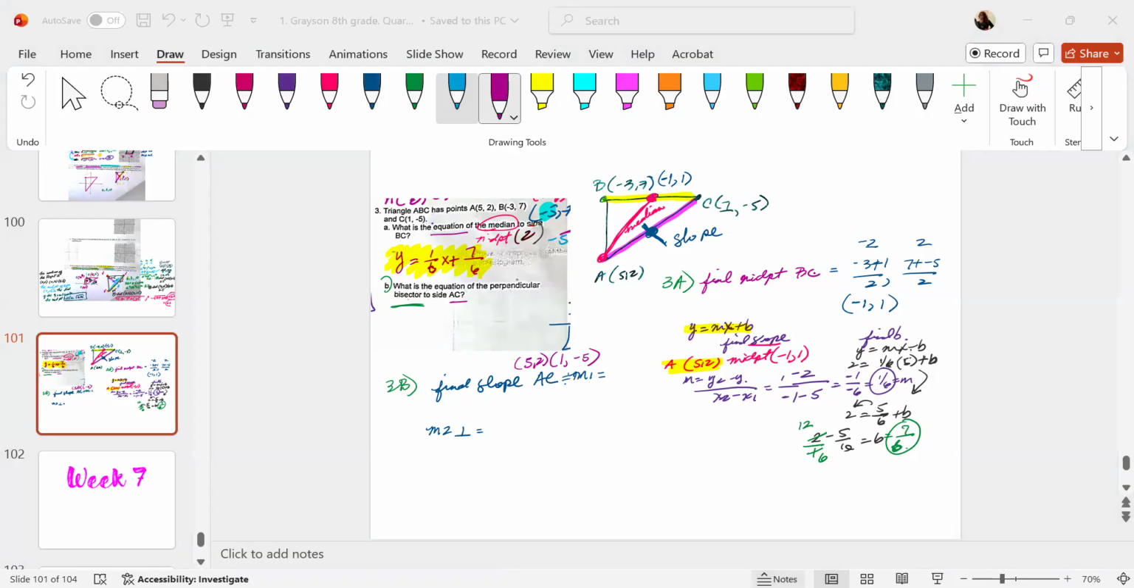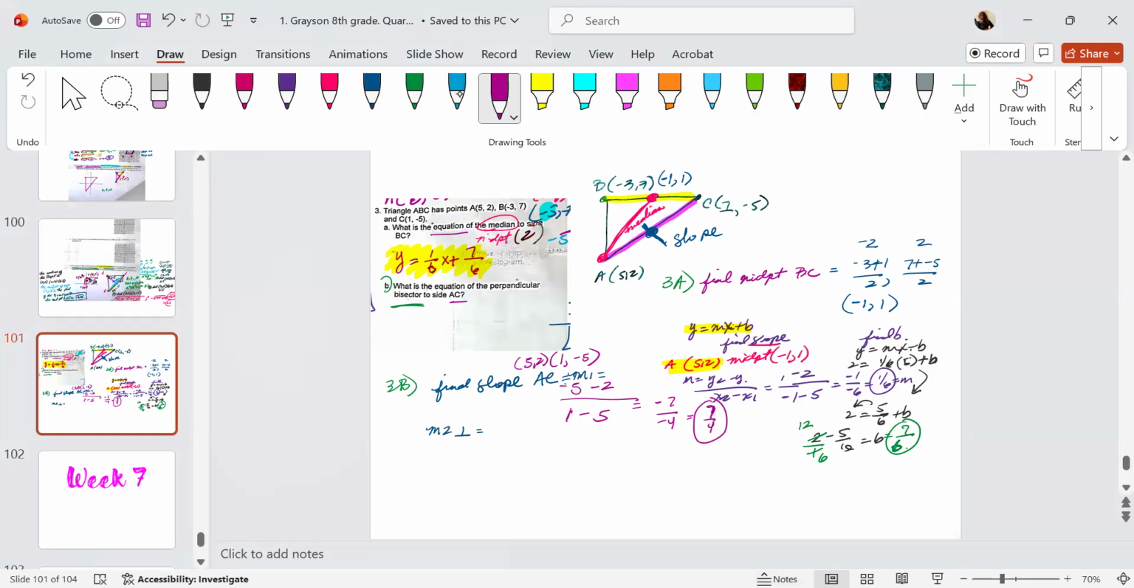So when we do this, it's going to be negative 5 minus 2 over 1 minus 5, correct? Negative 7 over negative 4, which is 7 over 4. That's your first slope. Your perpendicular slope is different than that. Do you agree? The perpendicular slope, you flip it and put a negative sign to it, so that's negative 4 over 7. That is the slope you will be using in your equation. Does that make sense?